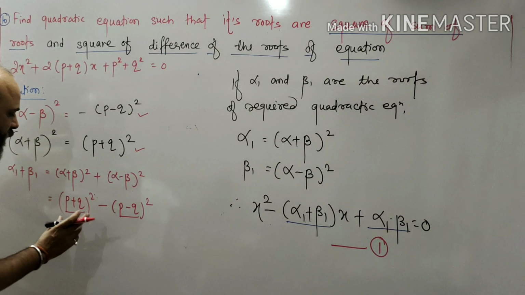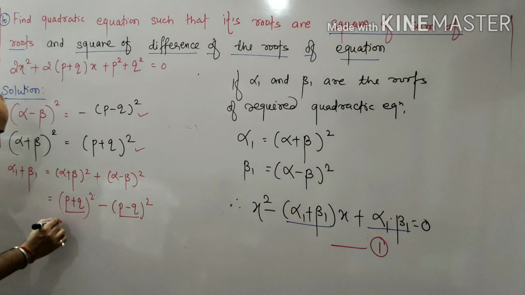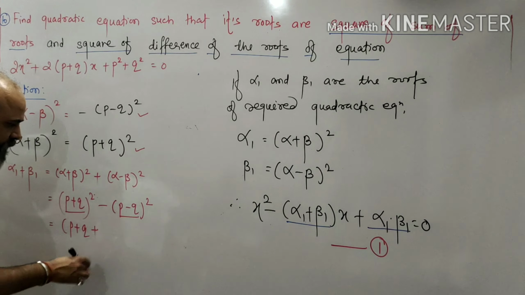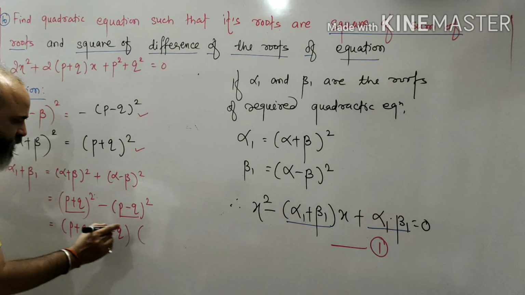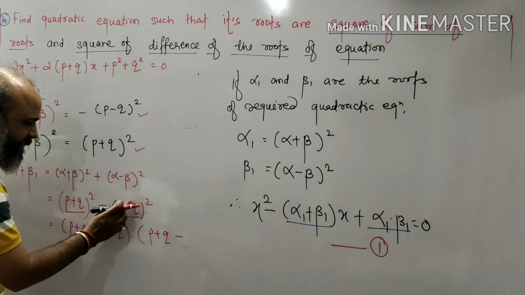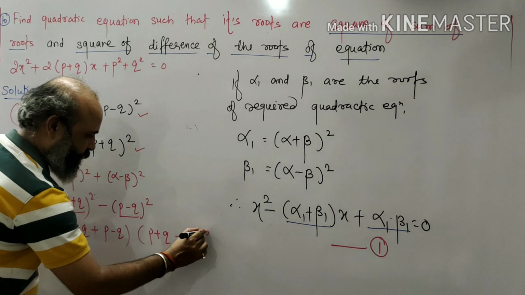You are going to use the formula, so you will get A plus B and A minus B. So what is A, student? Here A is P plus Q, plus what is B, student? B is P minus Q. In the next bracket, what is A, student? P plus Q. And minus, you will just open the bracket, minus P and then plus Q.